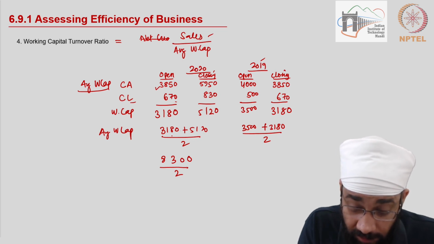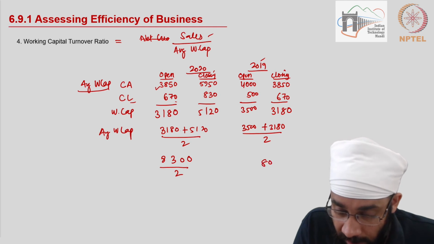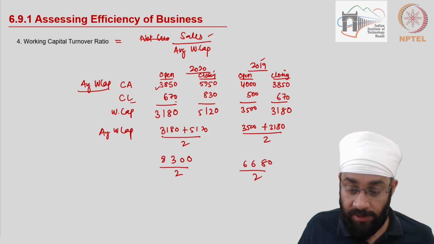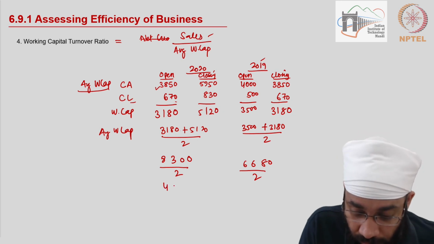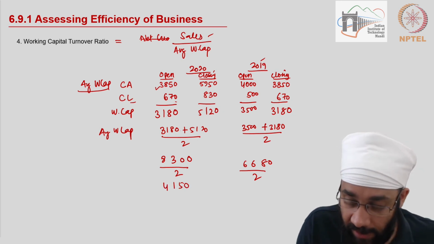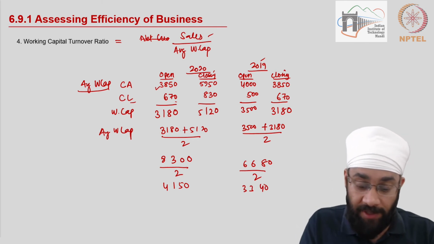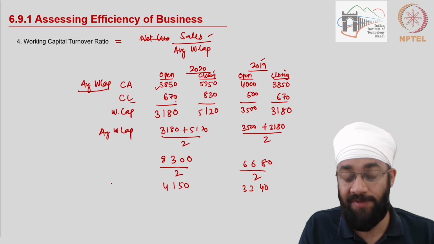210, this is 3, yeah, turns out to be correct. 8, 6 and 6 divided by 2. So we just need to do these divisions, which come out to be 4150 and 3340. So these are the average working capitals for the 2 years.